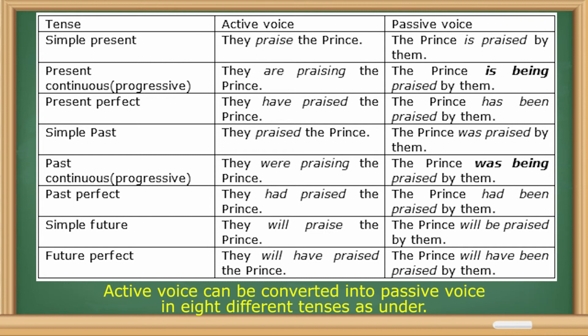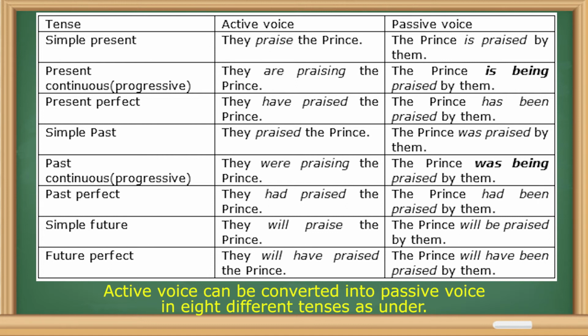Past continuous, meaning progressive tense, will be like this: they were praising the prince becomes the prince was being praised by them. Past perfect: they had praised the prince will become the prince had been praised by them. Simple future: they will praise the prince becomes the prince will be praised by them. Future perfect: they will have praised the prince becomes the prince will have been praised by them.